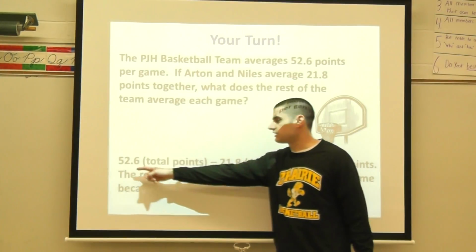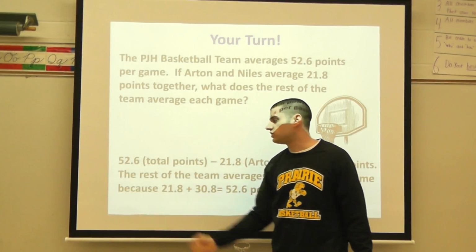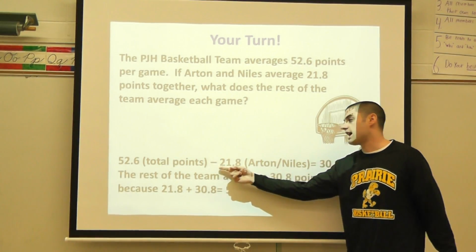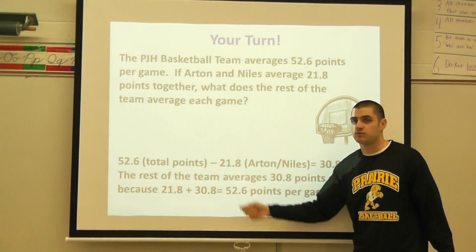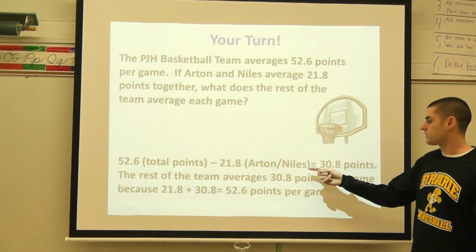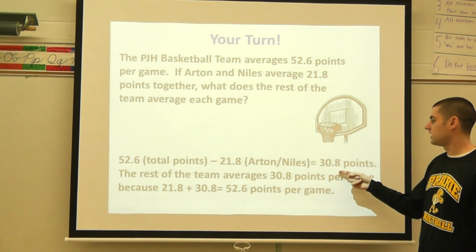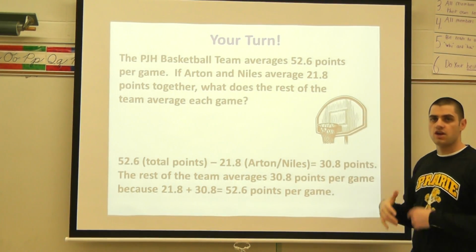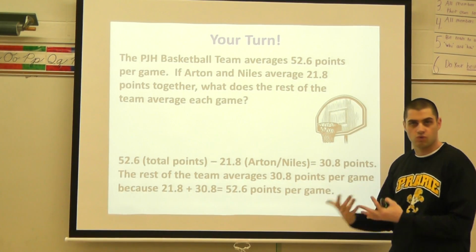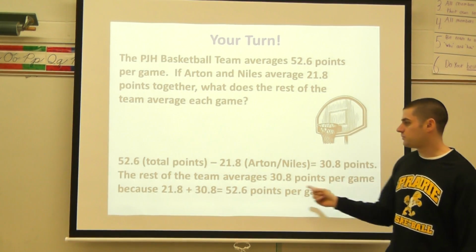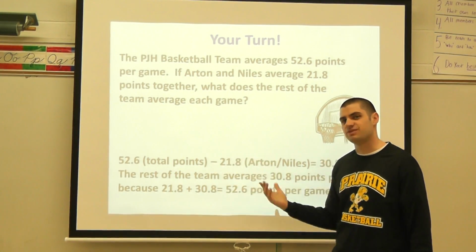So I'm going to take the total points that our team averages, which is 52.6. I'm going to subtract the points that Arton and Niles have. So they average this much points per game, 21.8. When I subtract those two numbers, it leaves me with 30.8 points. Well, again, what does that information tell me? Yes, it's a decimal, but I've got to figure out, well, what does that decimal mean? 30.8 tells me what the rest of the team is going to average.